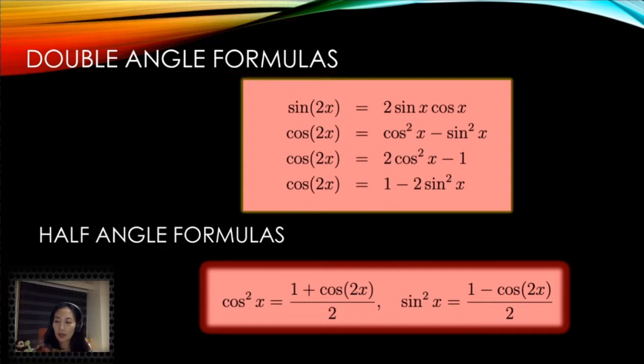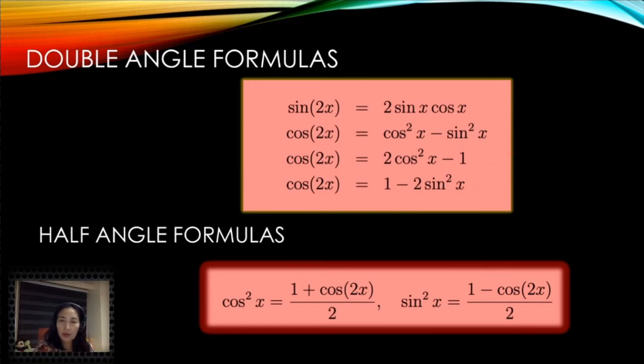For sine of 2x, we have 2 sine x cosine x. Cosine of 2x is equal to cosine squared x minus sine squared x. Or cosine of 2x also is equal to 2 cosine squared x minus 1, or cosine of 2x could also be equal to 1 minus 2 sine squared x. Now you can in fact derive these two from the previous.